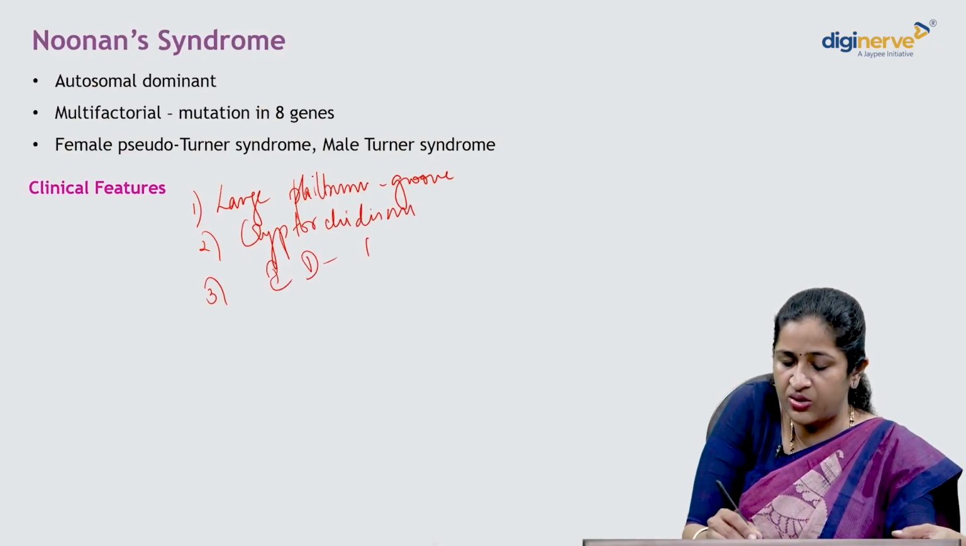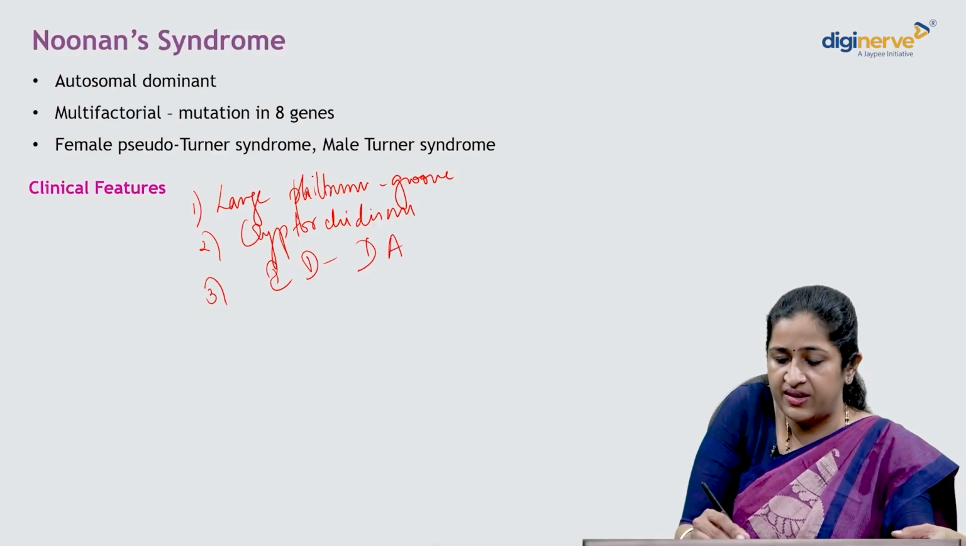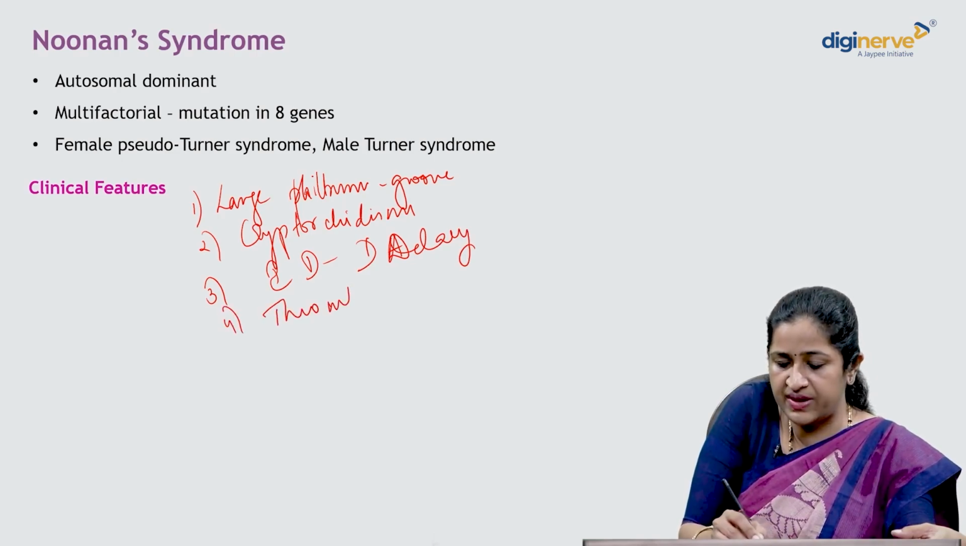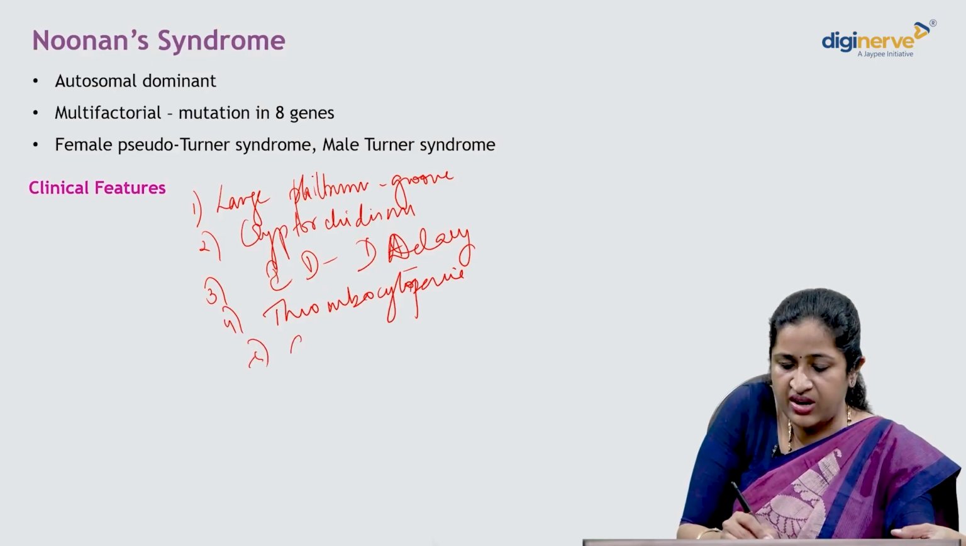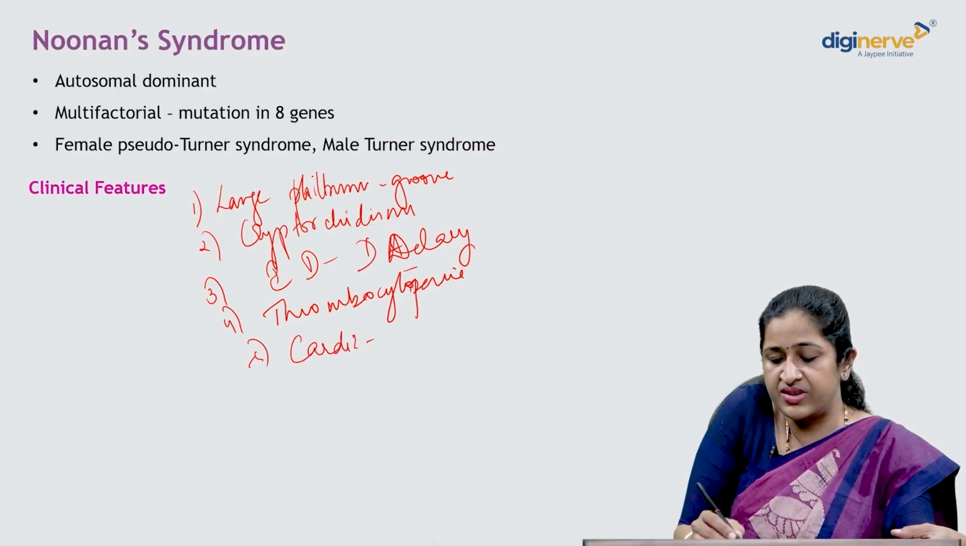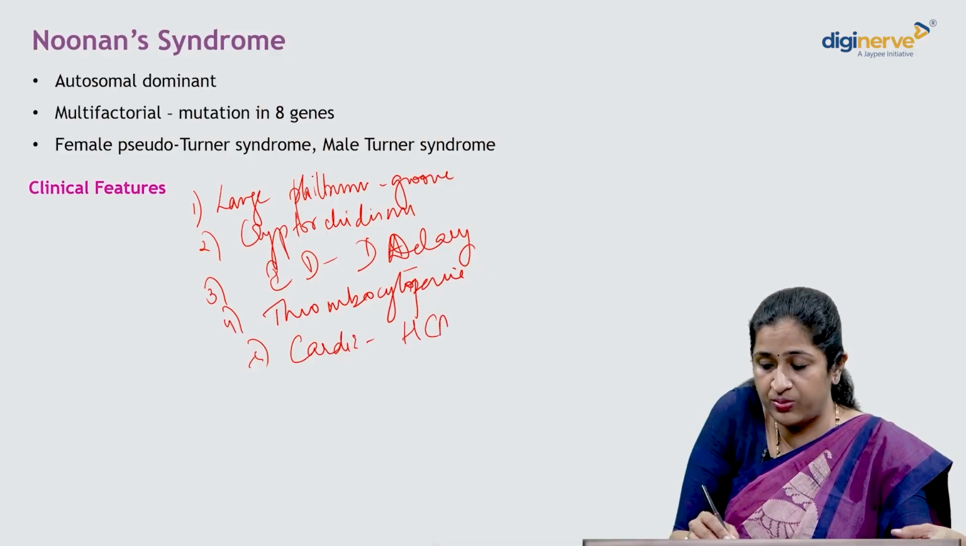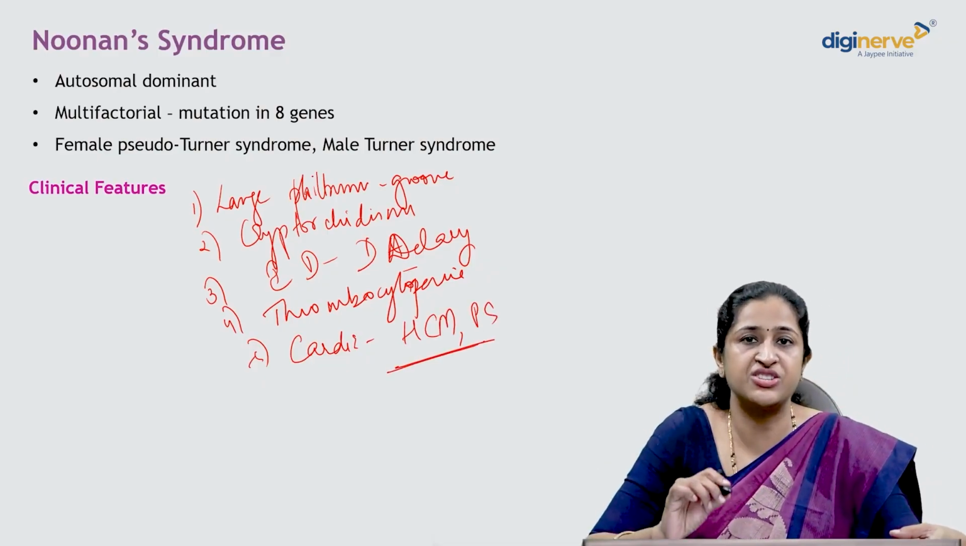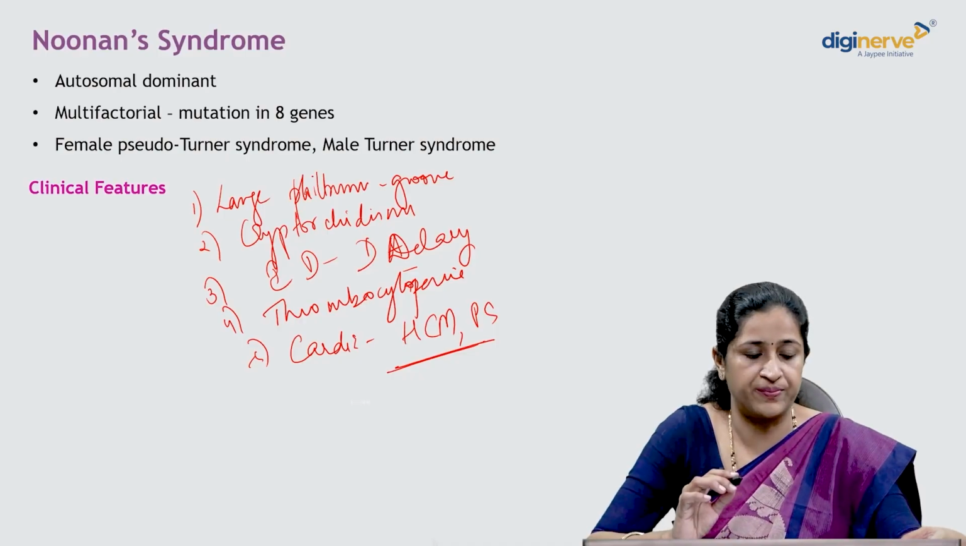Intellectual disability or developmental delay, thrombocytopenia, and you can have cardiac anomalies, which are hypertrophic cardiomyopathy and pulmonary stenosis. These all can be present in children with Noonan syndrome.